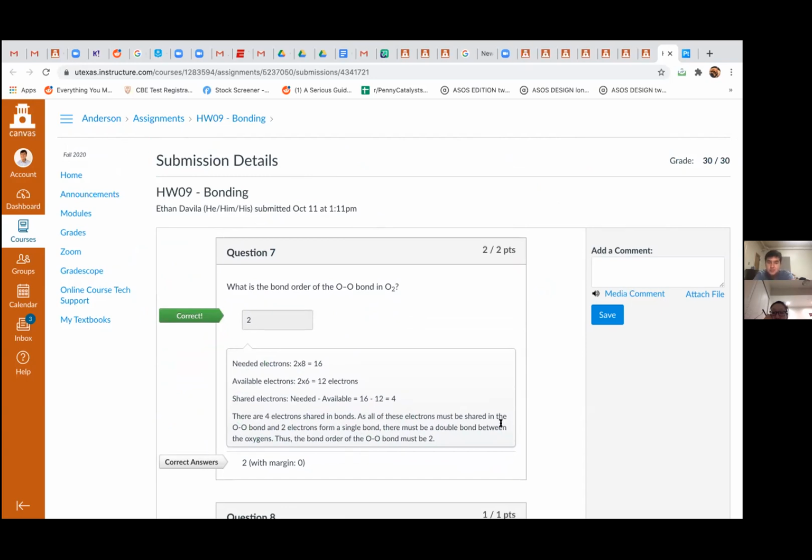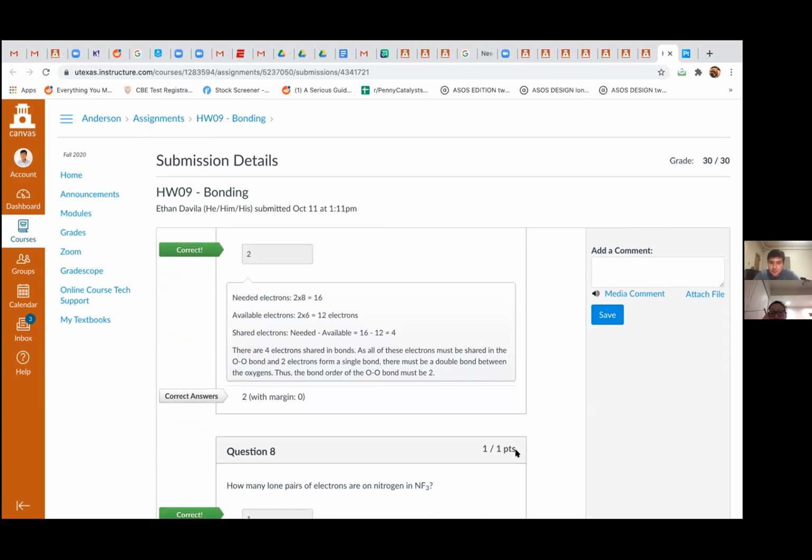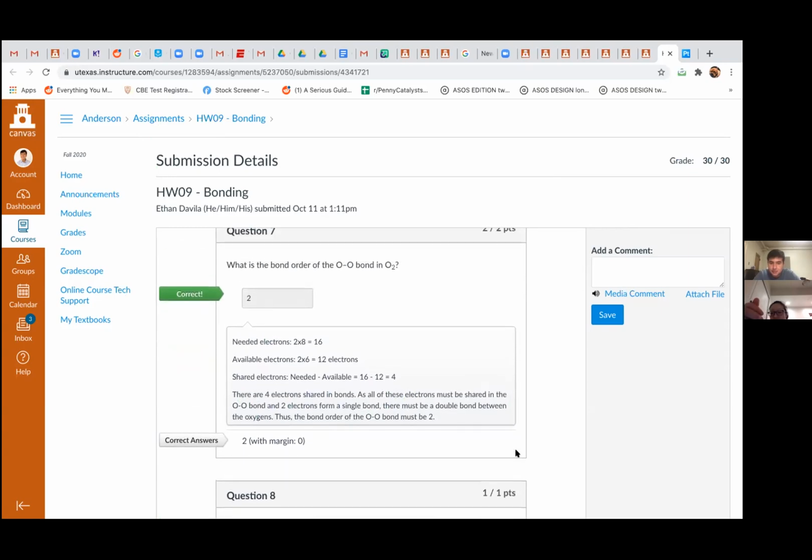Ethan likes shortcuts. You had me drawing this thing. I know. But I think you need to understand it though, either way. Yeah, that's how we were taught. Not this shortcut way. That's hella nice.